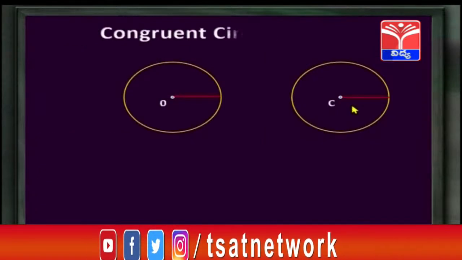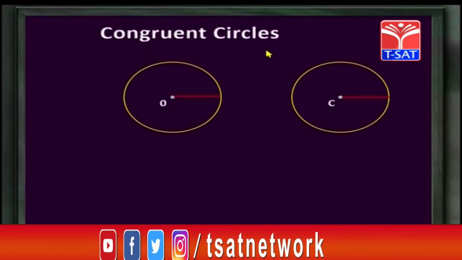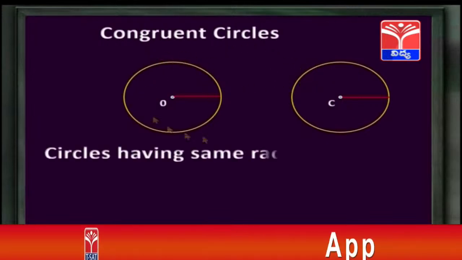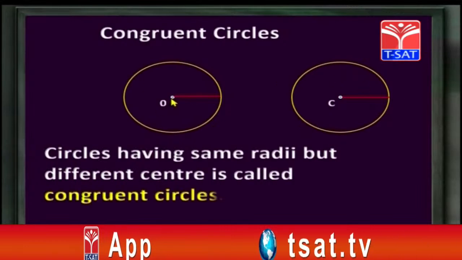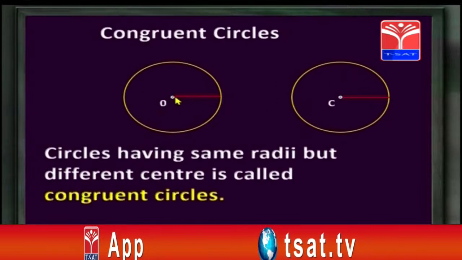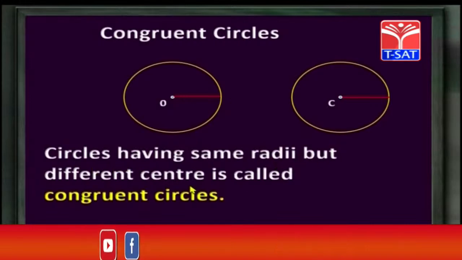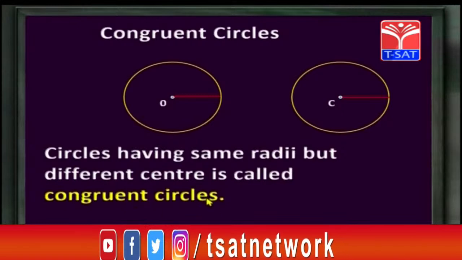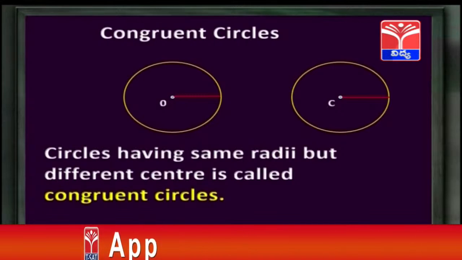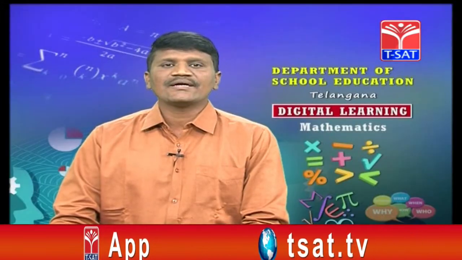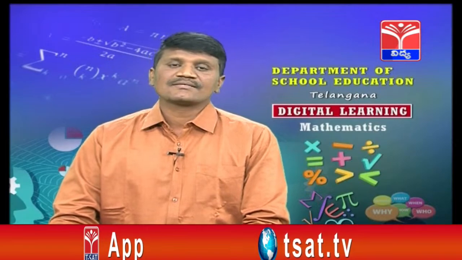Now, let us see congruent circles. What are congruent circles? The congruent circles are these 2 circles we have, with a different center but the same radius. So, circles having the same radii but different centers are called congruent circles. And what happens if the same center and same radius? The circles with the same center and the same radius are called coincident circles.